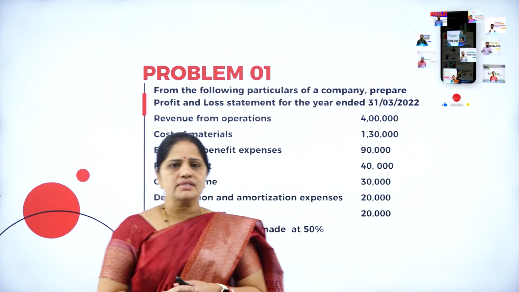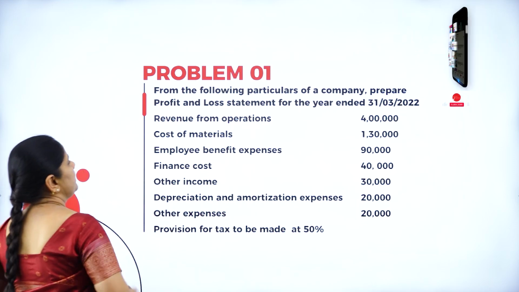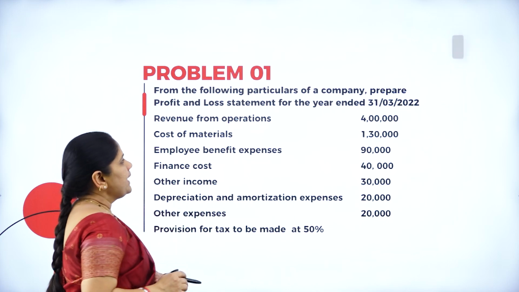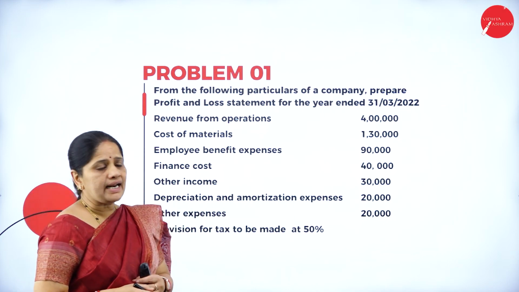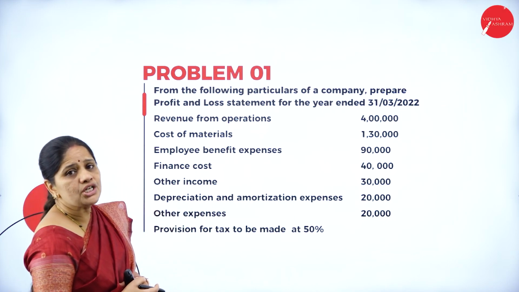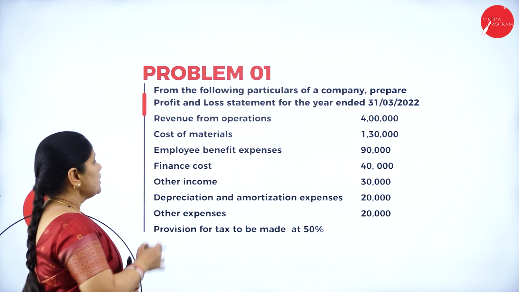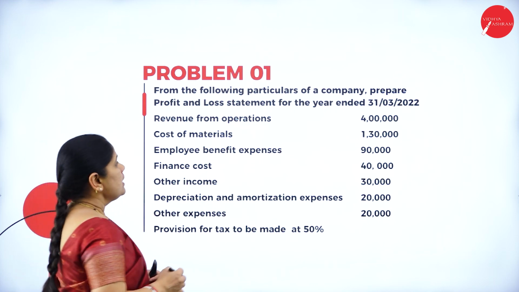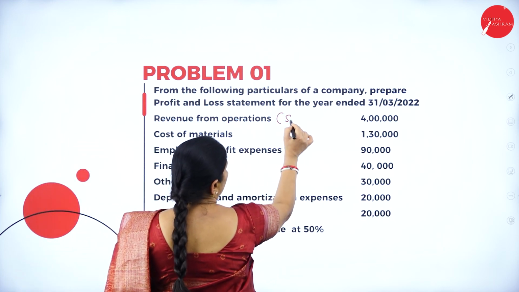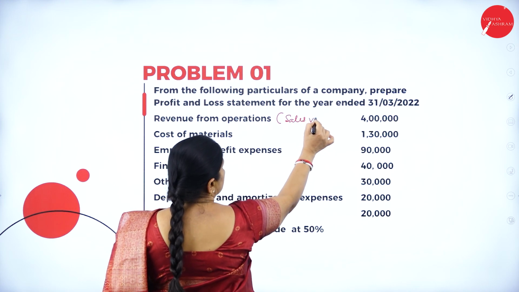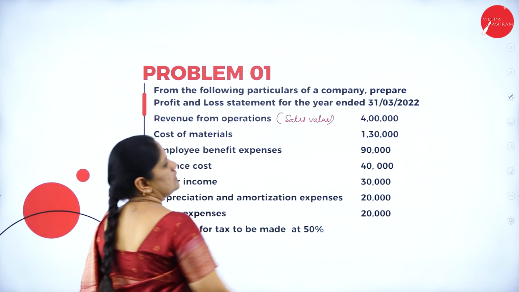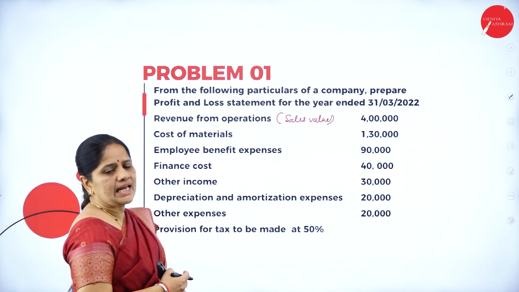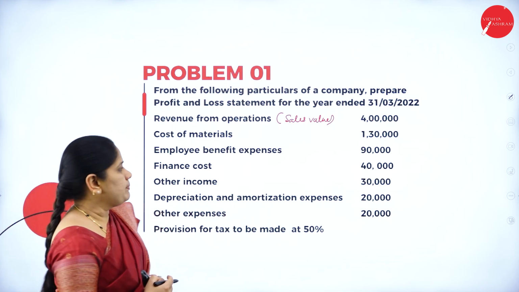Now, let us see what is the first problem here. Problem 1. From the following particulars of a company, prepare profit and loss statement for the year ended 31st March 2022. So, first thing they have given is revenue from operations. Now, what does this mean? Revenue from operation means the sales value. So, whatever is the sales value given in the problem, that we will consider as revenue from operations.